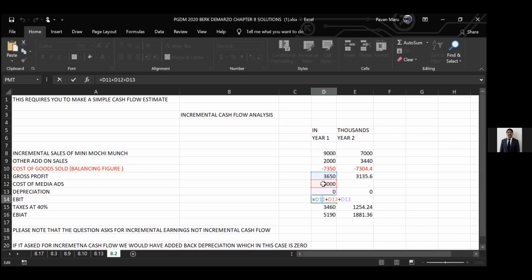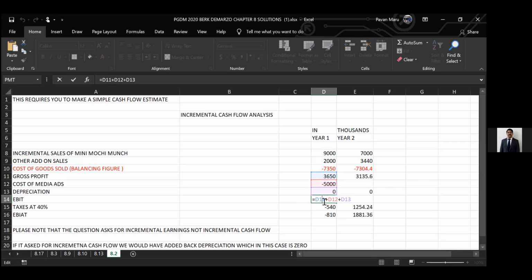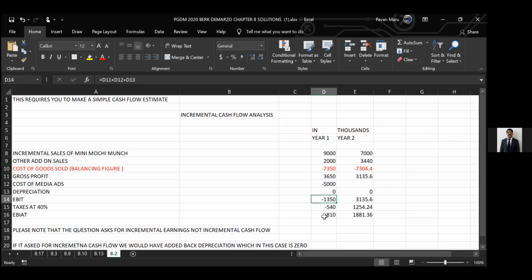Shouldn't the cost of media ads be negative? Yeah, that's where I made a mistake, I think. So there is no depreciation. And what is my EBIT now? Earnings before interest and taxes. So this is my earnings before interest and tax.